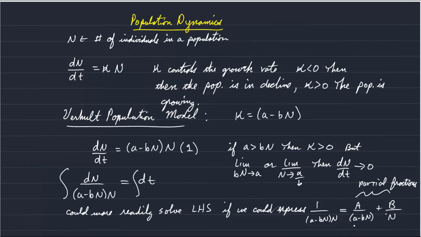And so if we could do this, we would have two separate integrals, one only as a function of a minus b times n, and one as a function of 1 over n. So to do this, we have to solve for these coefficients a and b. So let's do that.